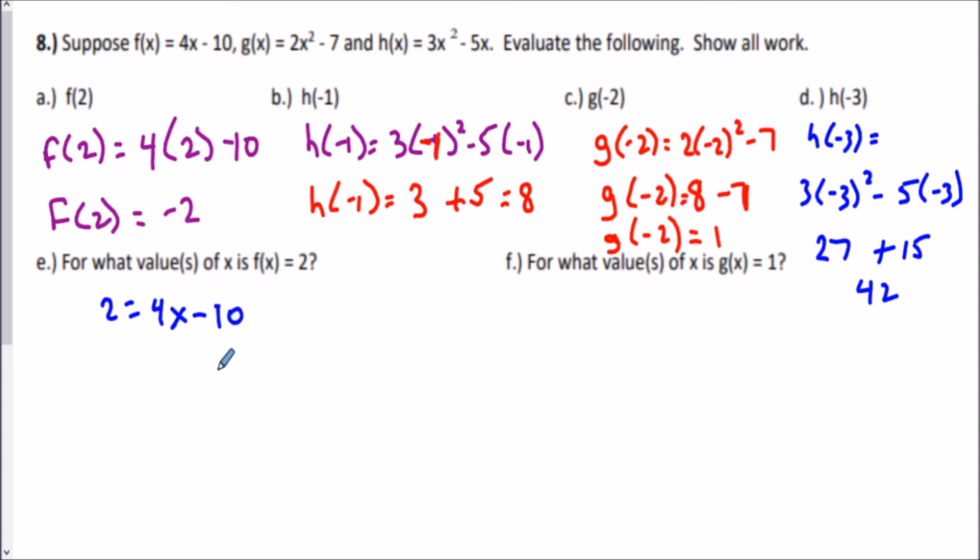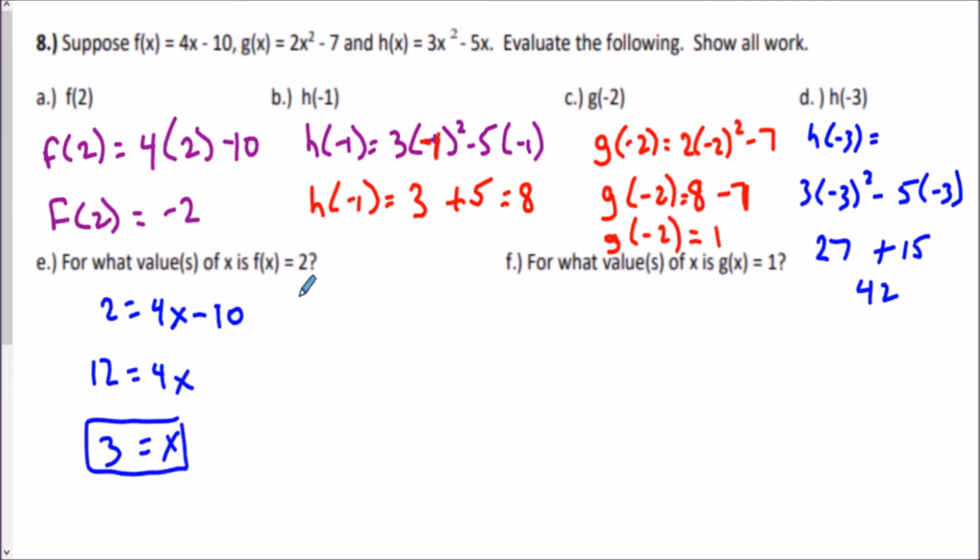So I'm going to add the 10 to the other side. That's going to make a 12. I'm going to divide by 4 on both sides, and what I find out is that if x is equal to 3, that will make the output of this f function 2. So that's what they're getting at here.